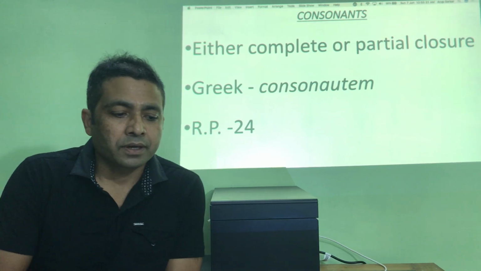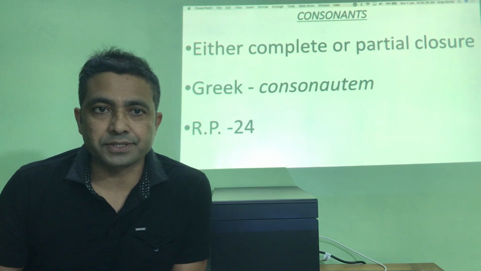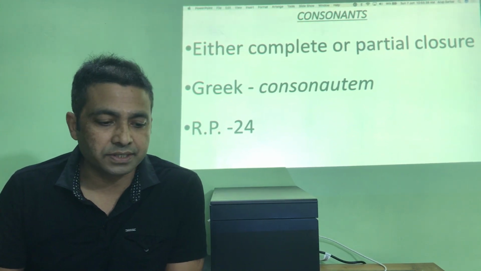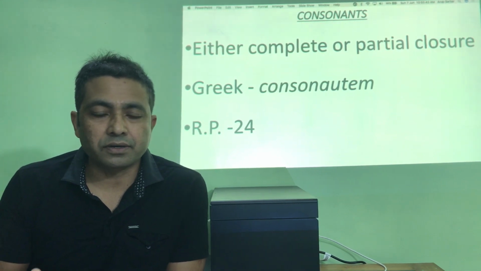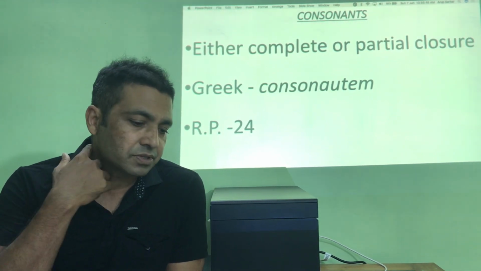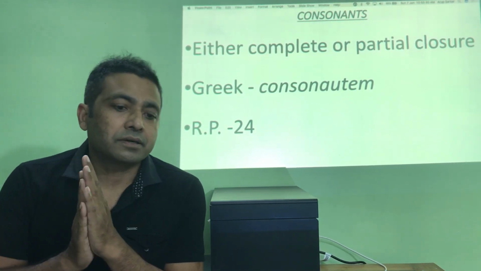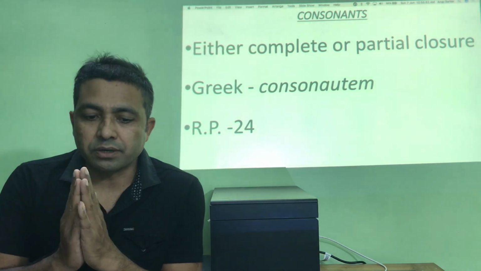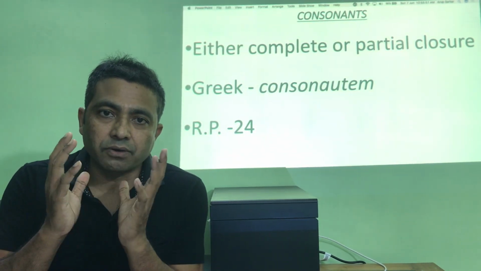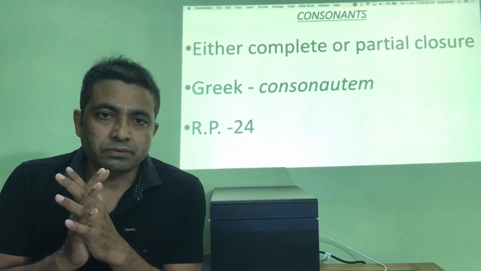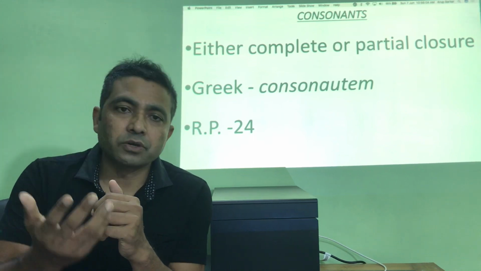So what is a consonant and what is its difference from the vowels as far as phonetics is concerned? From the articulatory point of view, consonants are those sounds, those smallest units of sound, during the production of which there is either partial or complete closure in the oral cavity or oral passage.